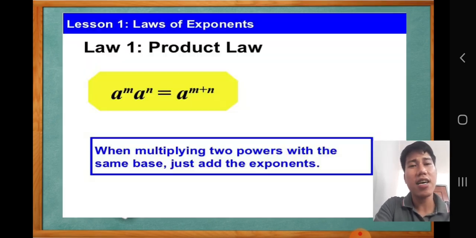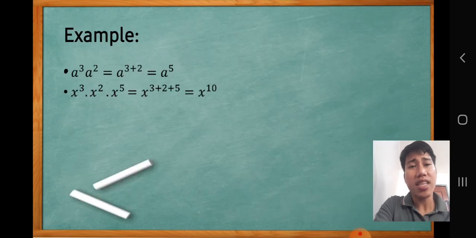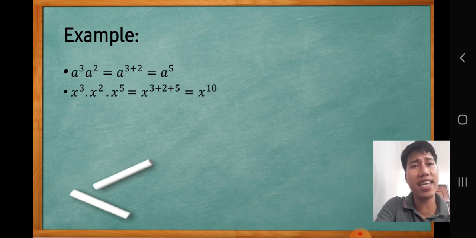That is product law. And then x raised to 3 times x raised to 2 times x raised to 5. It is x raised to 3 plus 2 plus 5. X is equal to 10. So you need to just sum the exponent or add the exponent. Dapat i-plus ra nimo exponent basta parehas sila og base.